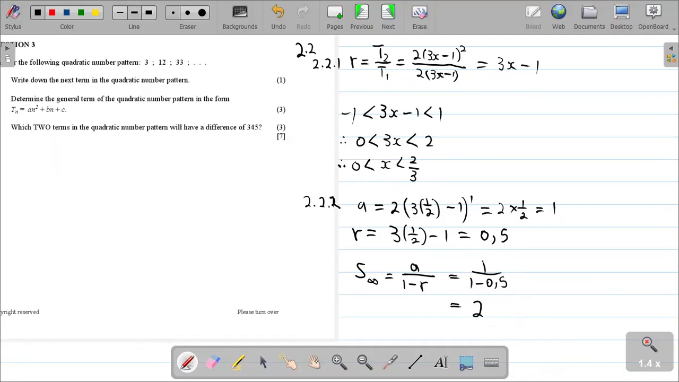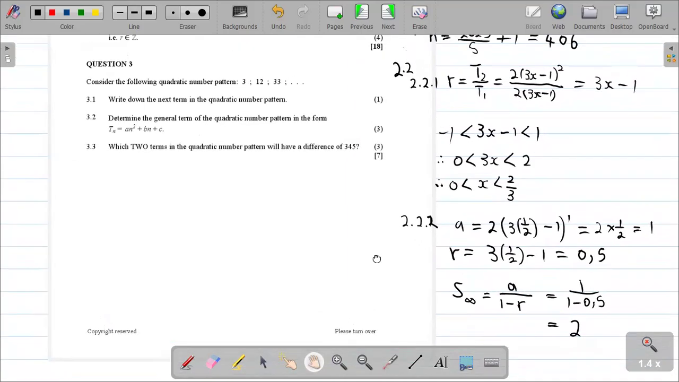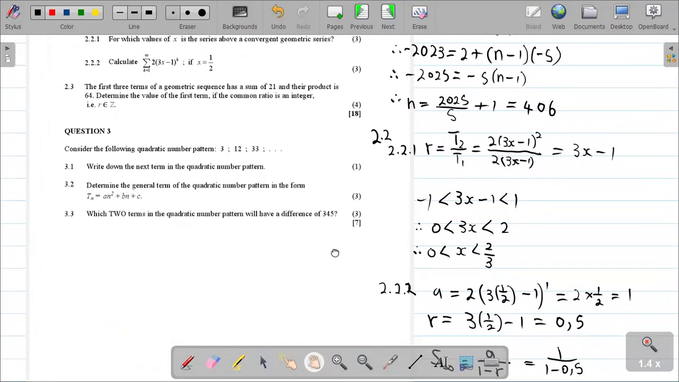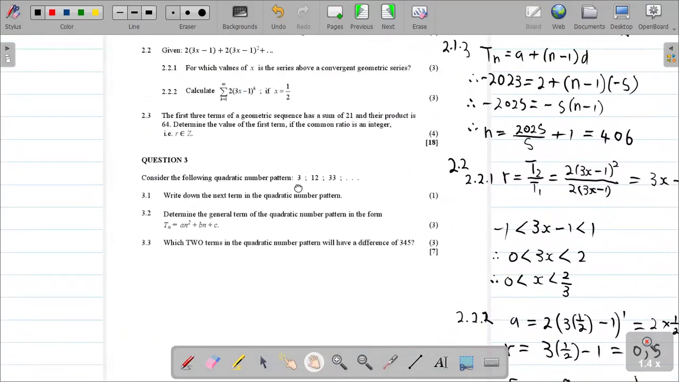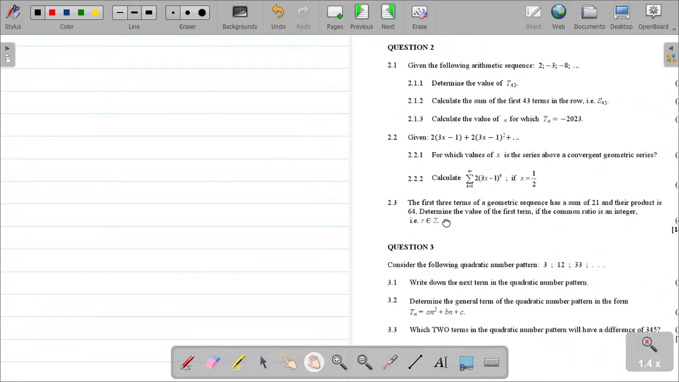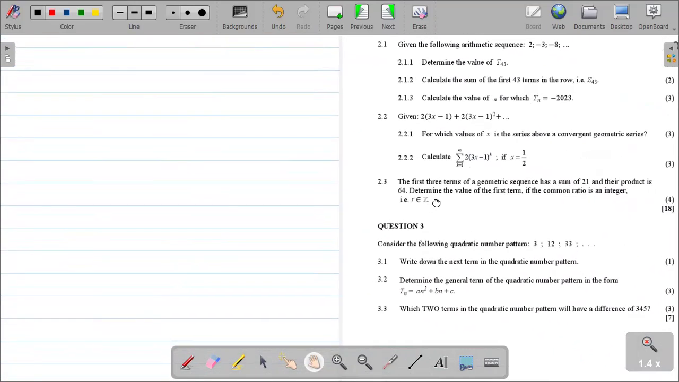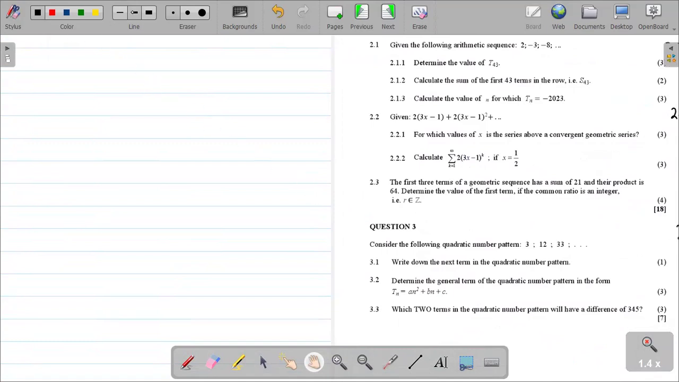Okay, so now let's go to 2.3. Let me do it this side. What are they saying here? 2.3. The first 3 terms of a geometric sequence has a sum of 21 and their product is 64. Okay, so determine the value of the first term if the common ratio is an integer.